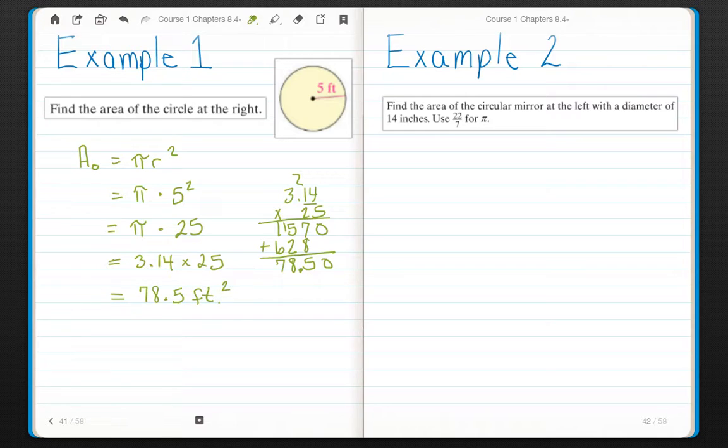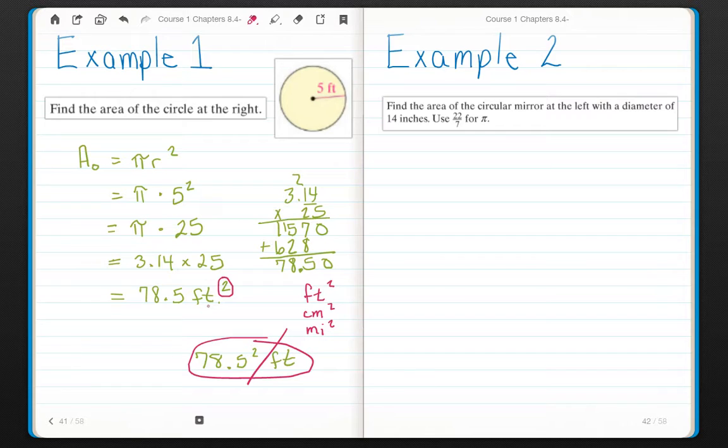squared. Now, I've noticed a couple of you are trying to put the square symbol after the number and then the units. This is incorrect. The square goes here after the units. Feet squared, centimeters squared, miles squared. The squared goes with the units, not with the number. All right, example 2.